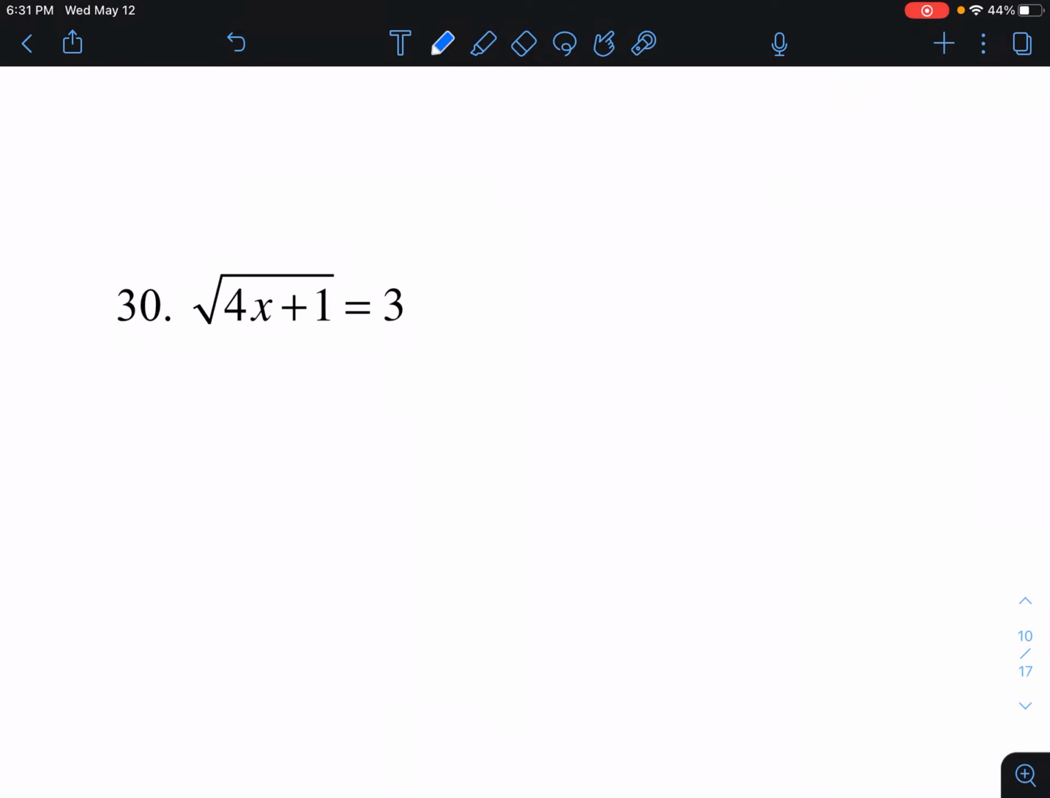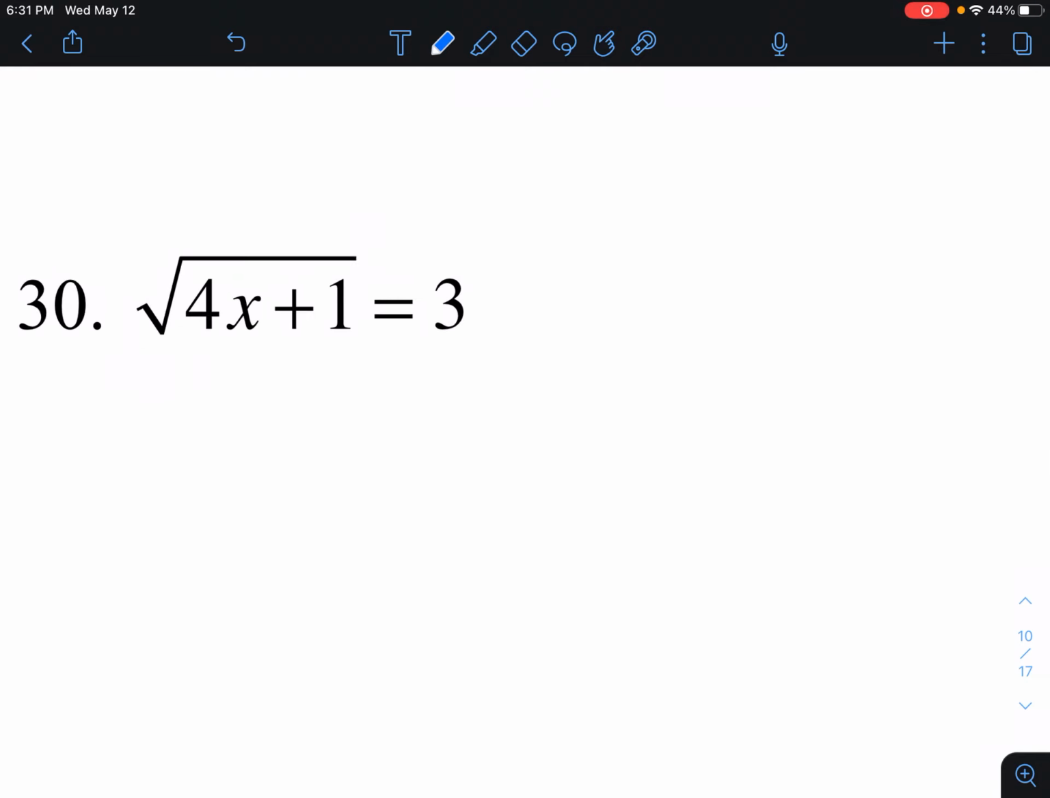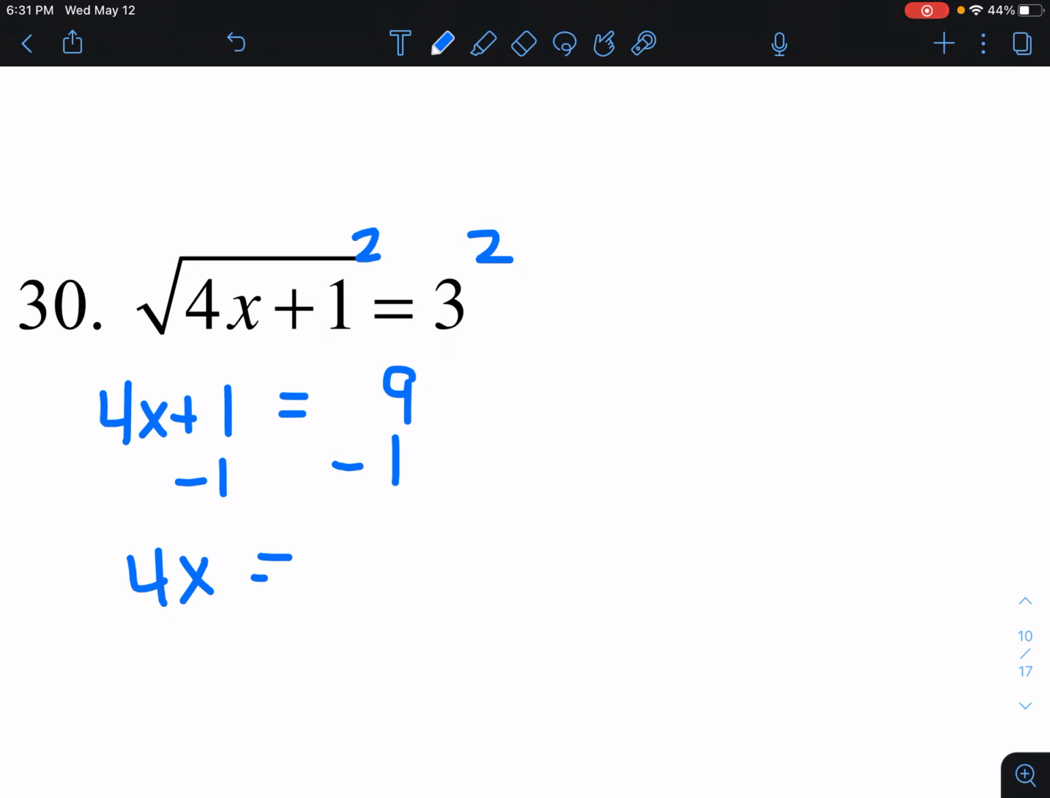So right now we do have the radical by itself, so we can go ahead and raise both sides. It's a square root, so we're going to raise both sides to the power of 2 to get rid of the radical. 3 squared will get 9. And now we're going to solve for x. Subtract 1 from 9 to get 8. And then divide by 4 to get 2.